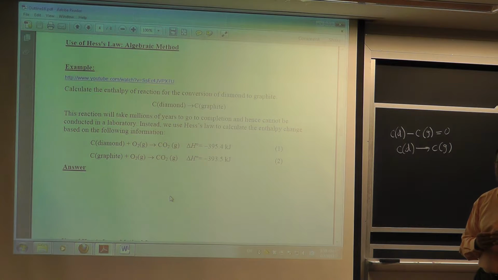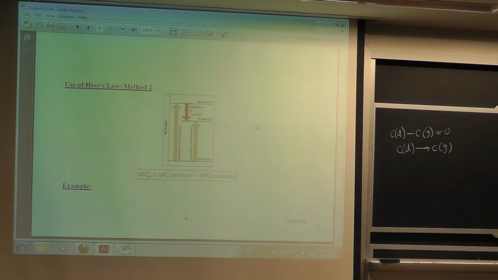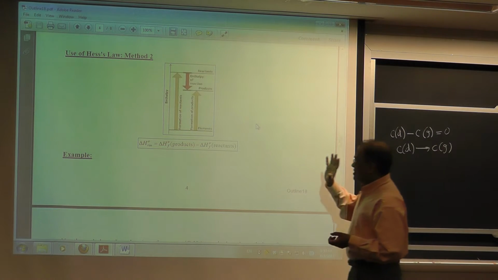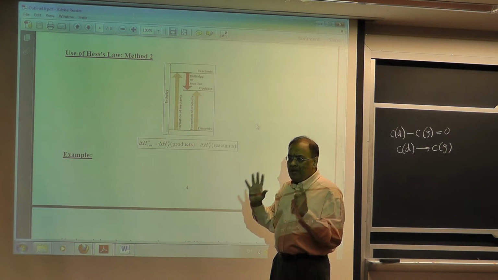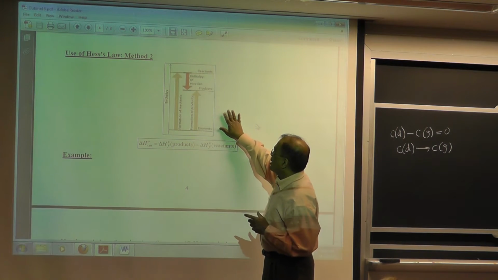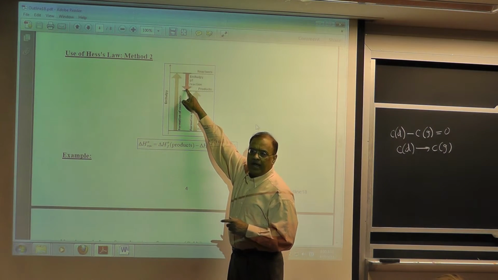Questions? So this is called the algebraic method. And now we're going to use what is called, actually there's no name for it, it's just called method 2. It uses the concept of enthalpy of formation, and the method is best illustrated by this diagram here. What you're trying to figure out is the enthalpy change for a reaction, this red dark arrow.